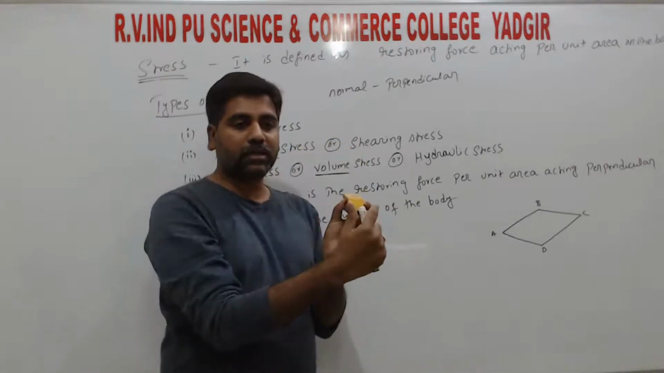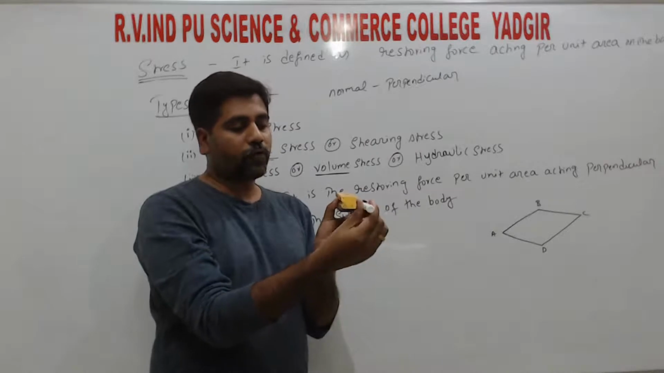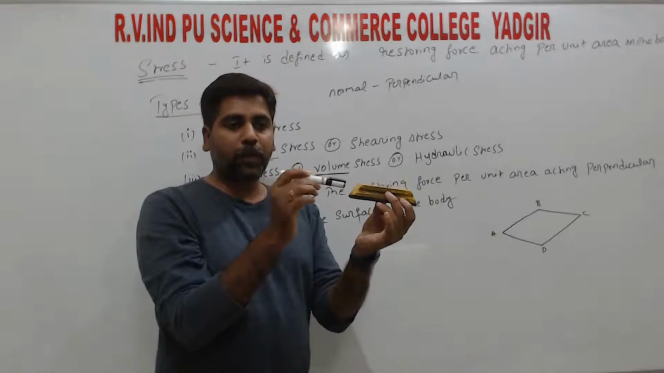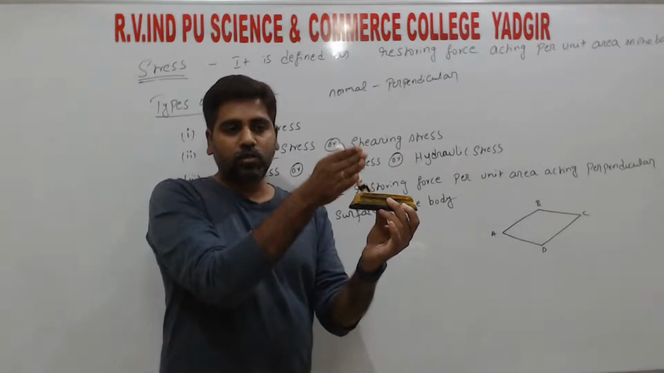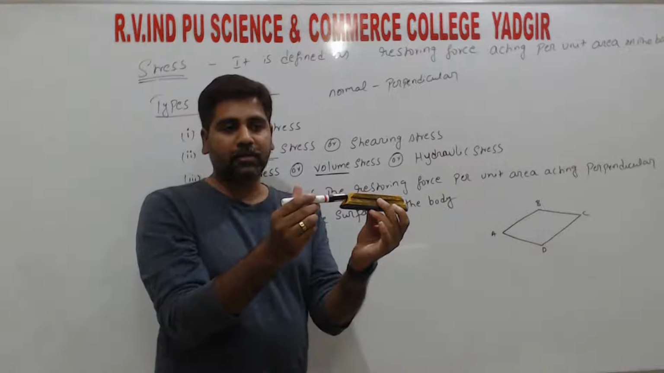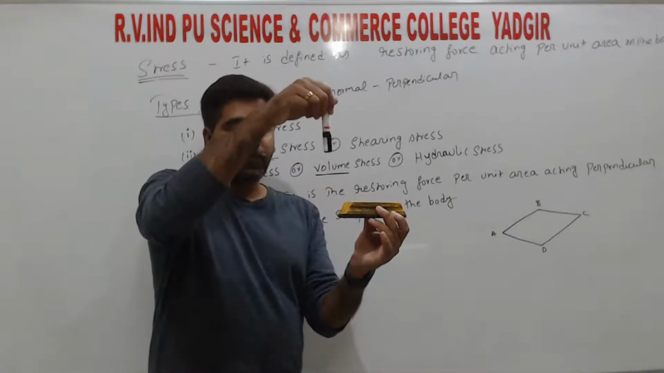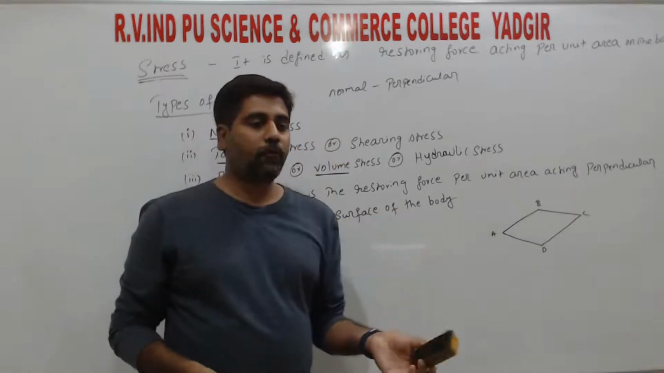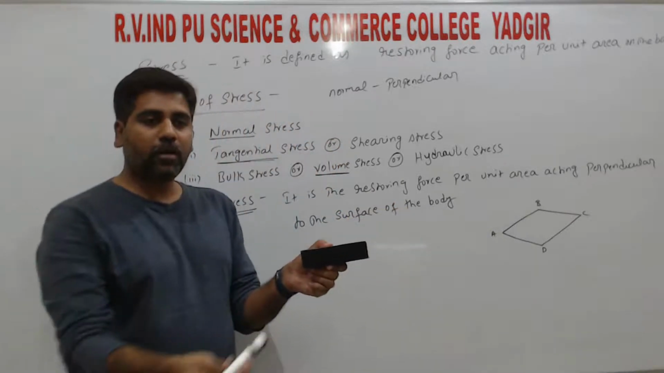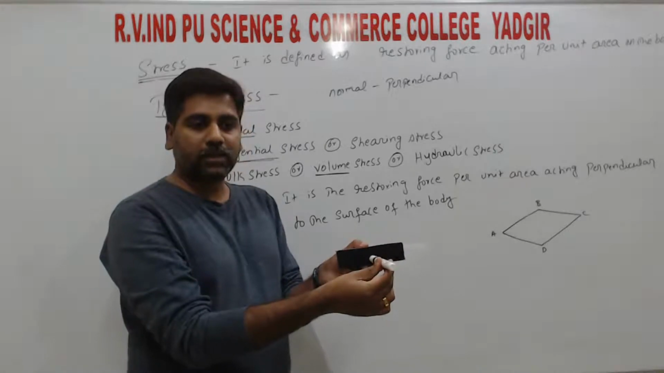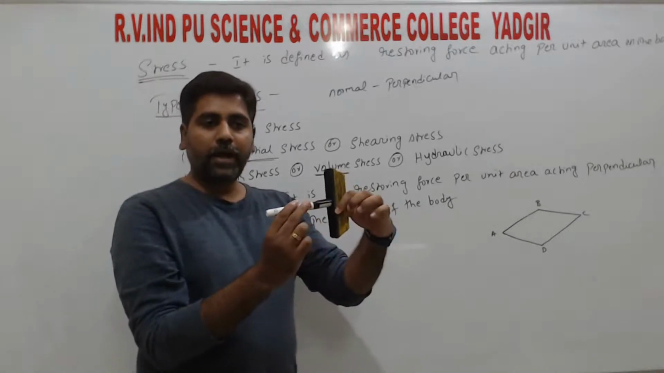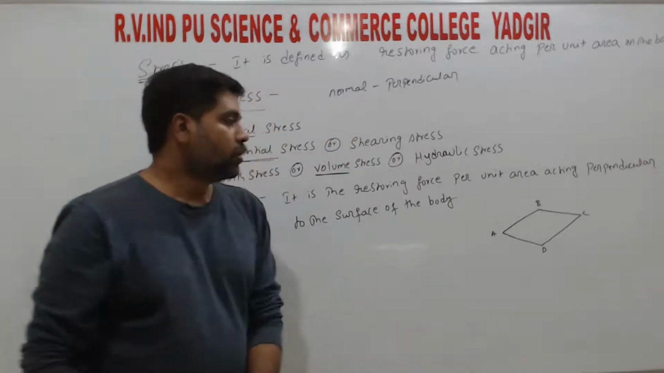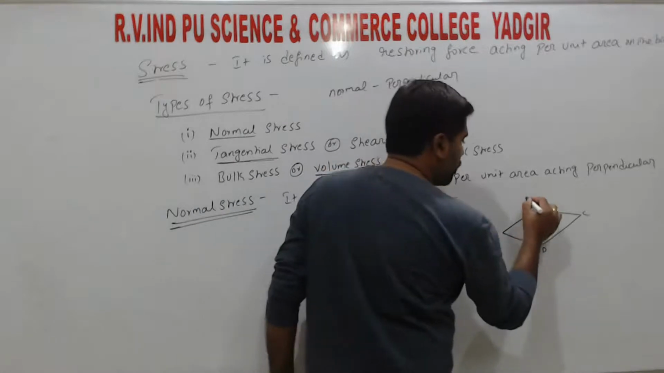So if we consider this surface, onto this surface the force is acting. In this direction, if I am applying the force, this is perpendicular to the surface, right? If I apply the force like this, it will not be perpendicular. For any face, if the force acting is perpendicular, whichever direction you keep it in, it is always perpendicular. That is the normal force.